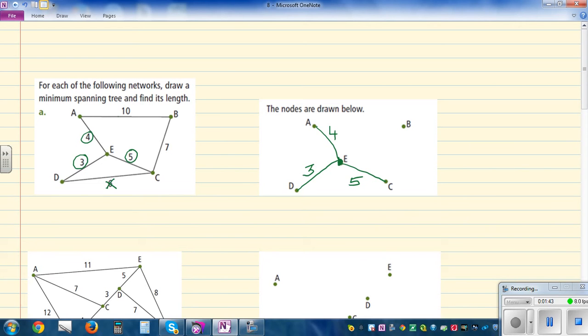Now B can be connected from A to B, or you can also connect from C to B. This is not the smallest, so I'm going to choose this. So now this is the minimum spanning tree. All the nodes are connected, and the total length is the total length between the nodes. So this is 3 plus 4 plus 5 plus 7. 3 plus 4 is 7, 7 plus 5 is 12, 12 plus 7 is 19. So the total length of the minimum spanning tree is 19.